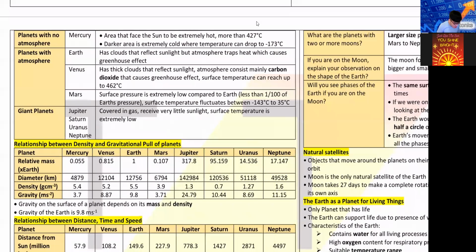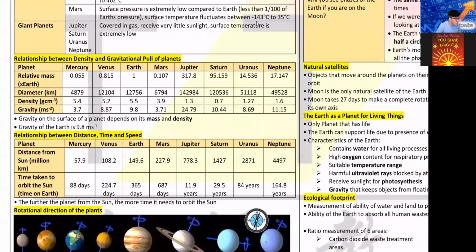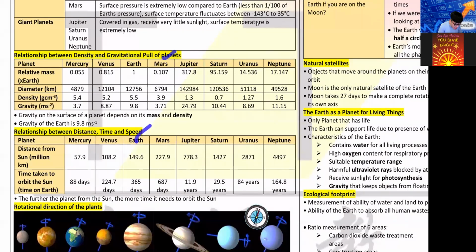All right, so this is what I explained just now. Mercury has no atmosphere. These three, they have atmosphere. The other 4 giant planets, they're basically gases. So that's why they're so cold. All right, so density, gravitational pull, distance, this one you read yourself. Don't focus. This is not your concern.